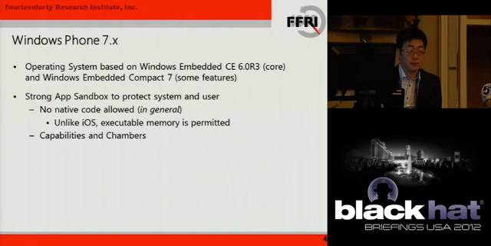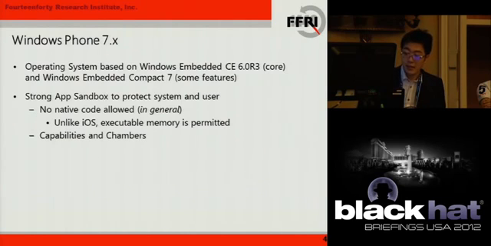One of the features of Windows Phone 7 is strong security. Applications are sandboxed in order to protect system and user together. Each application is separated using capabilities and chambers, which makes accessing unauthorized resources nearly impossible. More interestingly, normal Windows Phone 7 applications are not authorized to use native code. Only .NET code is allowed. Well, native code could be exploitable.